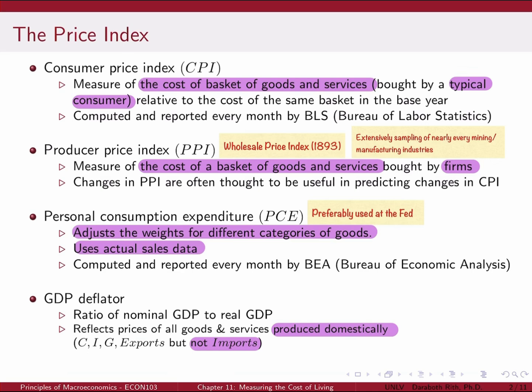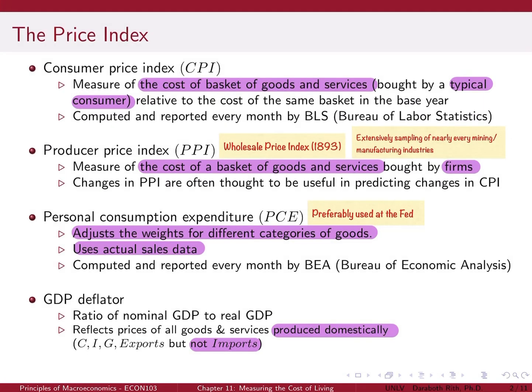Changes in the PPI are often considered indicative of future changes in the CPI, as producers typically pass input cost increases onto consumers. Moving on to the PCE index, which has gained prominence and is utilized by the Federal Reserve. Unlike the CPI, the PCE index adjusts the weights of different categories of expenditures based on actual consumption patterns, whereas CPI uses fixed rates. The PCE index is computed and reported by the Bureau of Economic Analysis, BEA. The PCE is often preferred by the Federal Reserve for its inflation targeting because it accounts for changes in consumer spending habits and includes a wider area of goods and services.